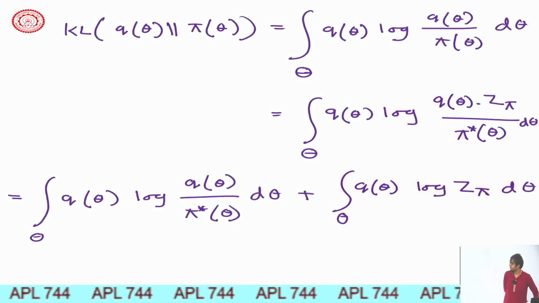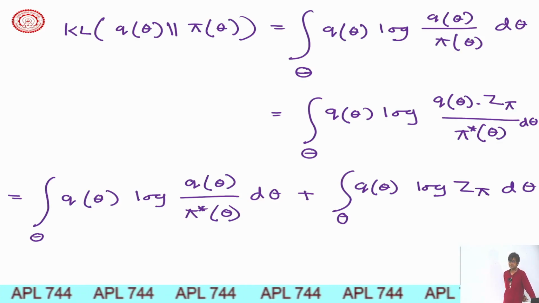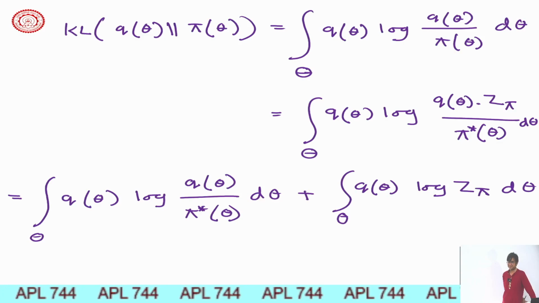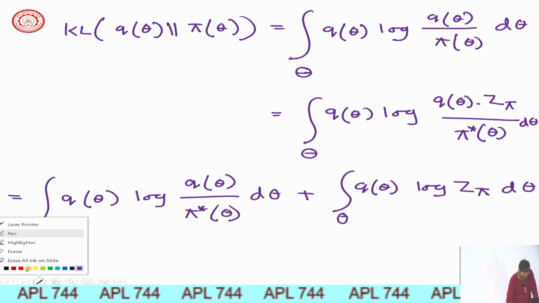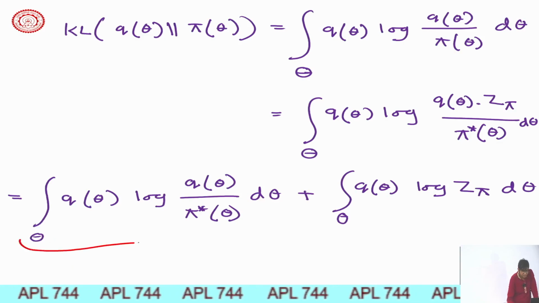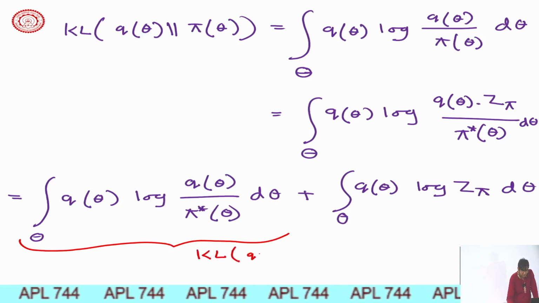What is the first term? Expectation, correct, but something else? Isn't that KL divergence? That is KL divergence between Q and the unnormalized. So the first term is equal to KL between Q and, I am not writing theta, pi star.